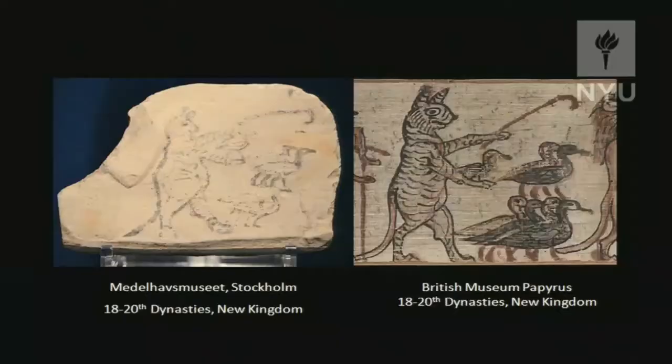There is only one ostracon that seems to match a vignette in one of the papyri exactly in terms of style and content. An ostracon from the Medelhavsmuseet in Stockholm depicts a cat shepherding a flock of birds while carrying a bird in one of its paws and a staff in the other. The birds are organized in two rows, one on top of the other, directly in front of the cat. The same configuration is also seen in one of the vignettes featured in the British Museum papyrus. There is no other cat shepherding scene like this, in which a cat holding a crook and a bird stands behind two rows of birds, in any other papyri or ostraca I have seen.